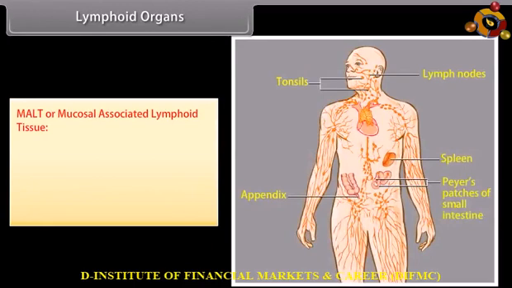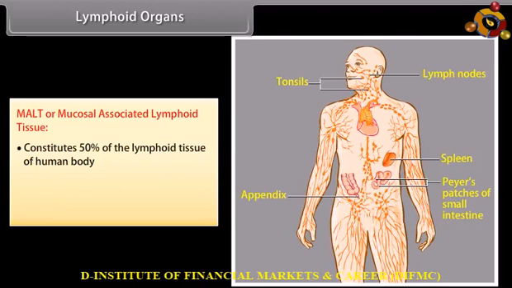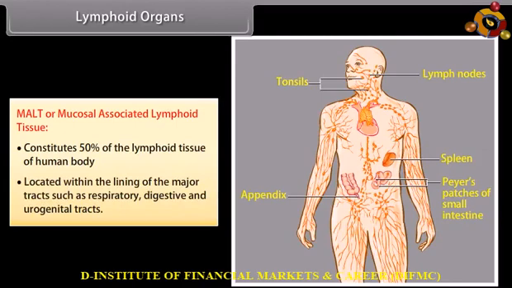MALT, or mucosal associated lymphoid tissue, constitutes 50% of the lymphoid tissue of the human body. Located within the lining of the major tracts such as respiratory, digestive, and urogenital tracts.